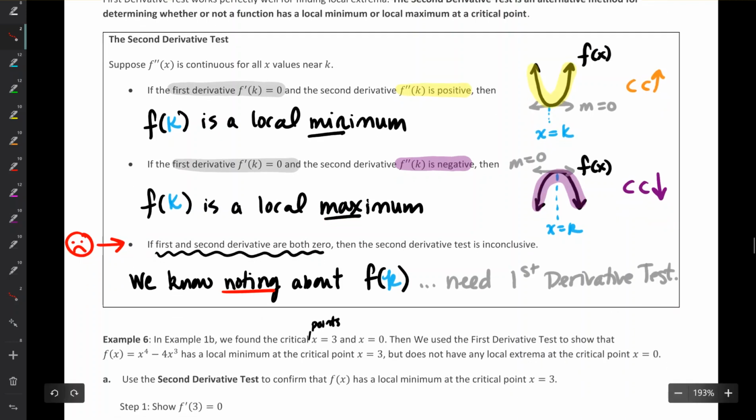Now, there is one bummer about the second derivative test: if your first derivative is 0 and your second derivative is also 0 at that x equals k, we don't know anything. It's inconclusive. f of k could be a max, it could be a min, it could be neither. We unfortunately then need the first derivative test, which is doing the increasing decreasing test and then interpreting the results. We need to do all that work to conclude whether you've got a local max, a local min, or neither at f of k.